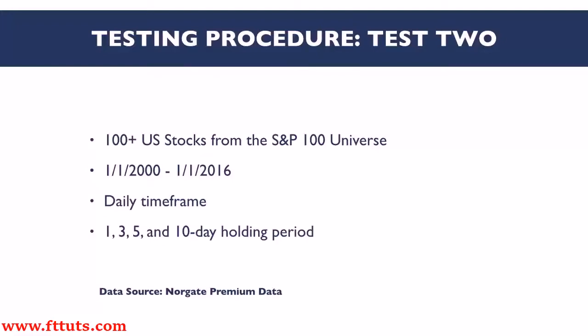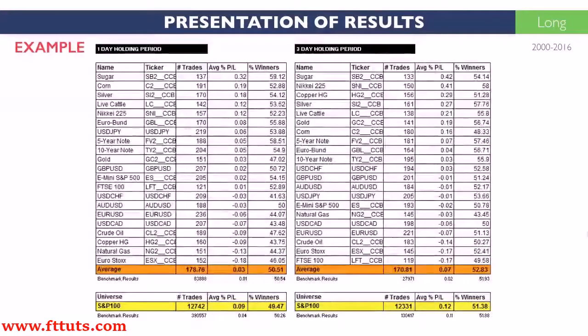So here's an example of what we're going to be looking at. The first table on the left is going to show the results on each of our 21 different markets with a 1-day holding period, while the table on the right will show the results with a 3-day holding period. And for each market we're choosing to show 3 things: the number of trades, the average profit and loss per trade, and the percentage win rate. The results from each market will be listed individually, and then the averages will be shown at the bottom.